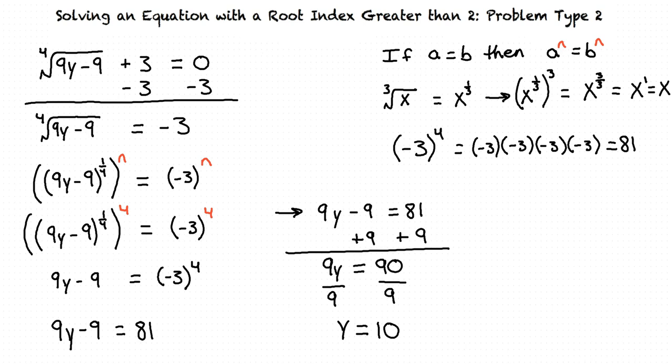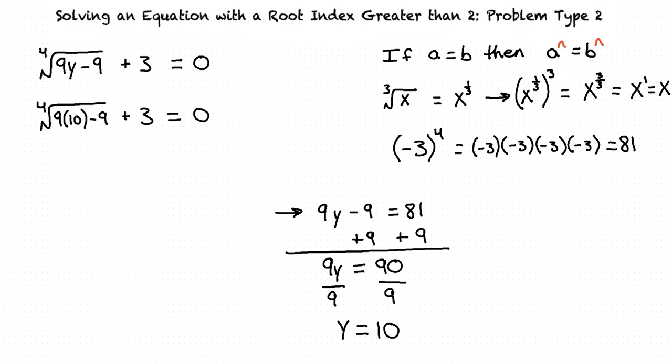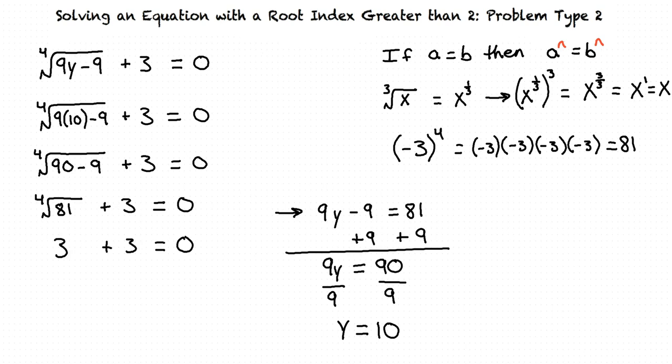But is our work done? No, we should check our answer by substituting 10 into the original equation for y. Yep, you're right. So we have the fourth root of 9 times 10 minus 9 plus 3 equals 0. We can simplify the terms underneath the radical sign, and this gives us the fourth root of 81 plus 3 equals 0. The fourth root of 81 is equal to 3. But 3 plus 3 equals 6, not 0. Oh, so what does this mean? This means that our equation has no solution, since y equals 10 is not a solution to the original equation.